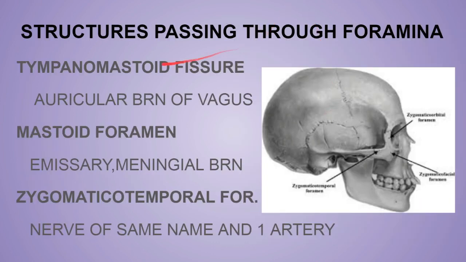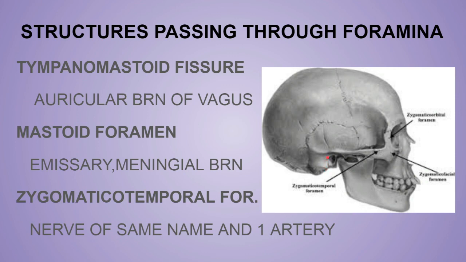Now next are the structures passing through the foramens. In this, just remember, as I told you before also, there is the tympanomastoid fissure. It is present at the anterior aspect of the base of the mastoid process, somewhere over here. This is the mastoid process, and somewhere over here will be the tympanomastoid fissure, and it mainly passes the auricular branch of the vagus nerve.